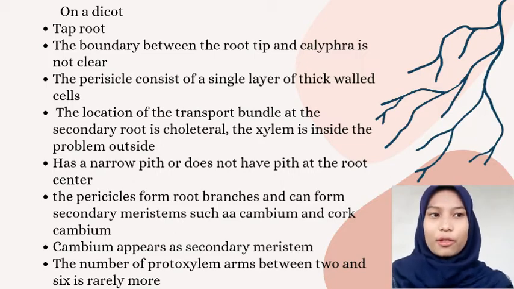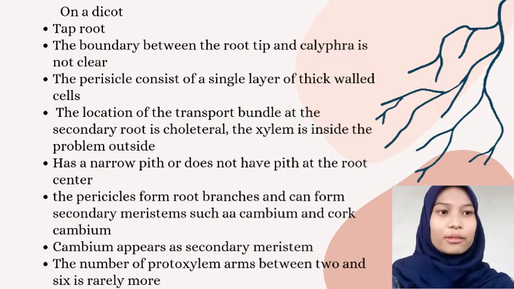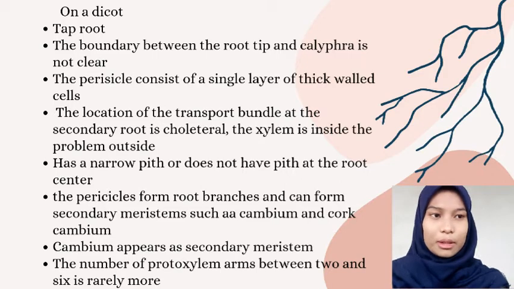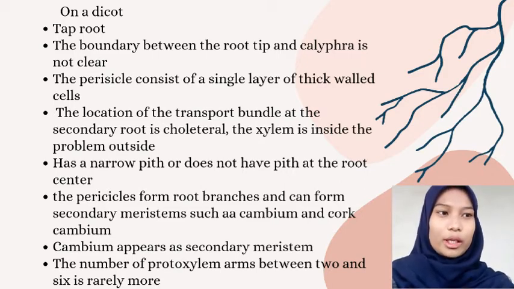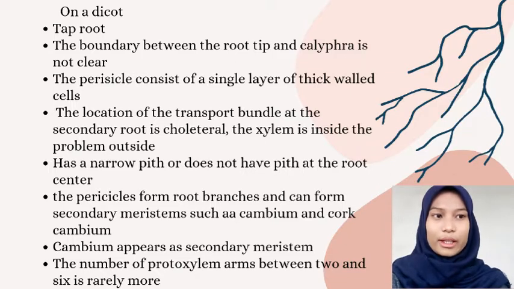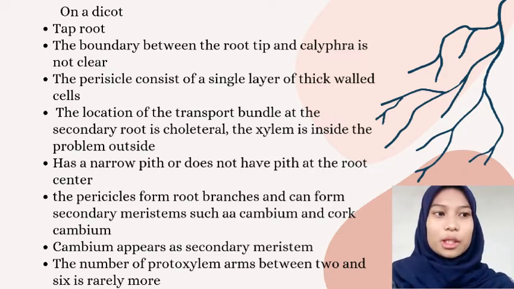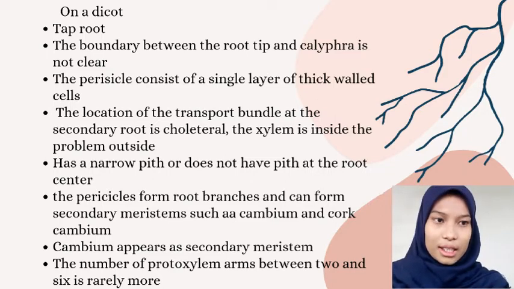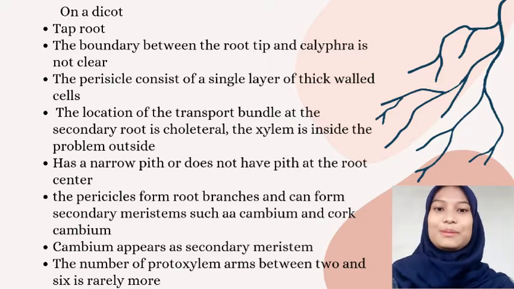The pericycle forms root branches and can form secondary meristem, such as cambium and cork cambium. Cambium appears as secondary meristem. The number of protoxylem arms is between 2 and 6, rarely more.